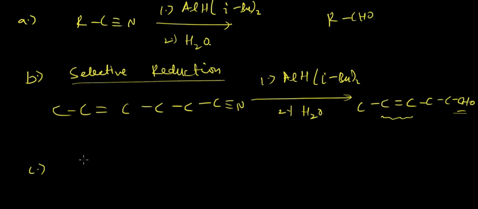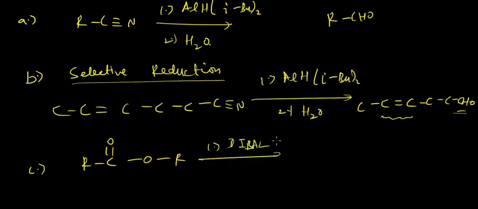Now the third method can be, suppose I have something like this, again in presence of first DIBAL-H and water molecule, we will get this converted into RCHO. Okay, so with this we come to an end of this lecture. In the next lecture we'll be seeing some more preparatory methods of aldehyde, and we'll see some examples on the same. So till then, good luck and goodbye.